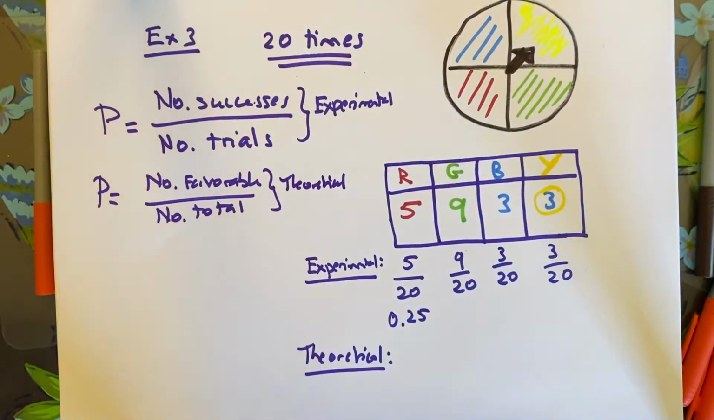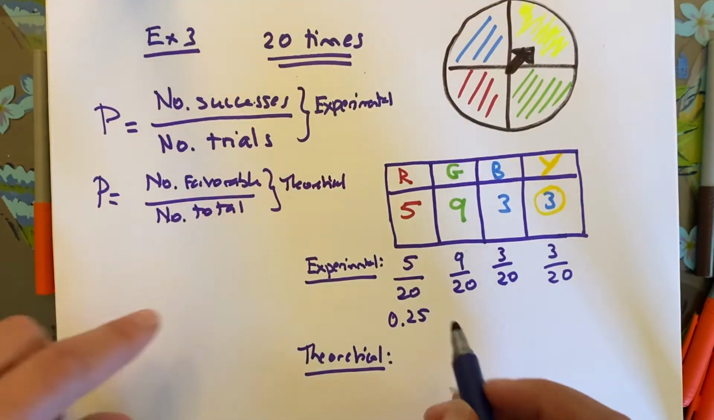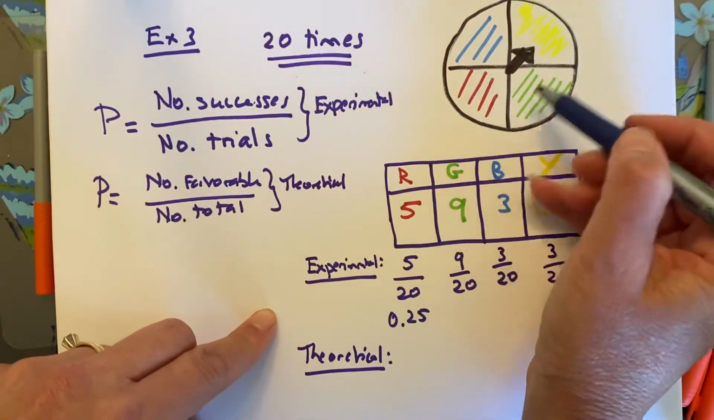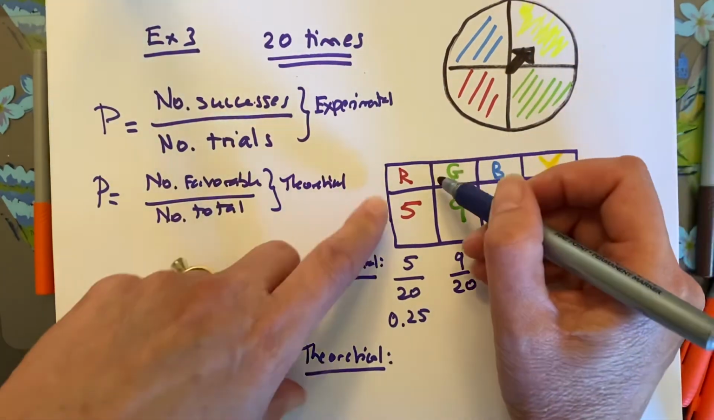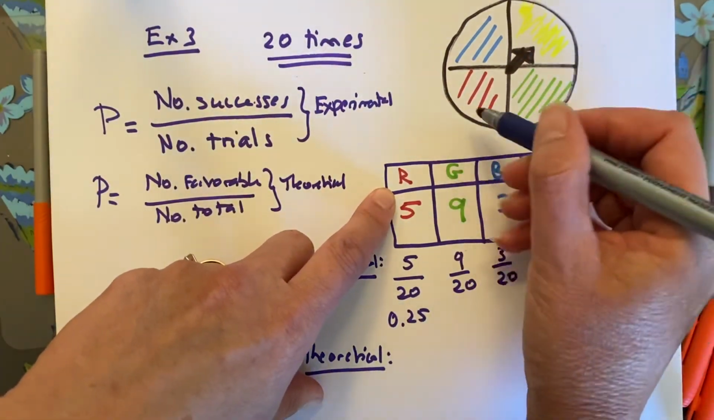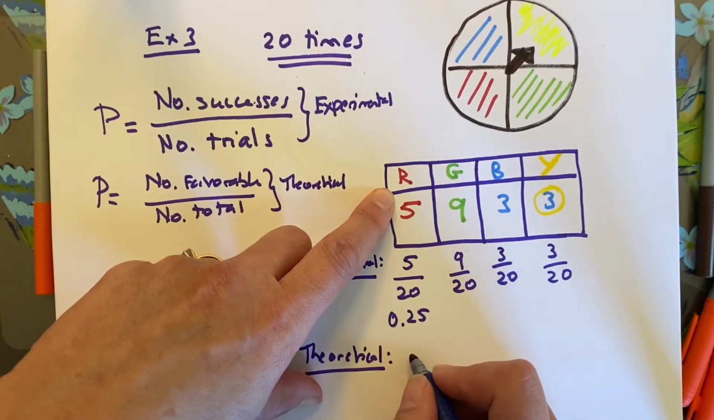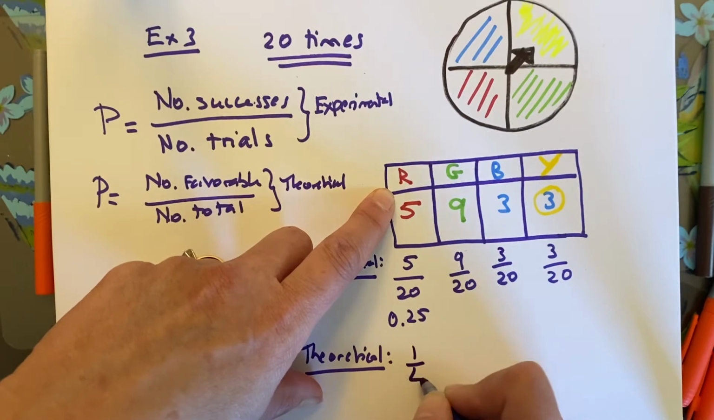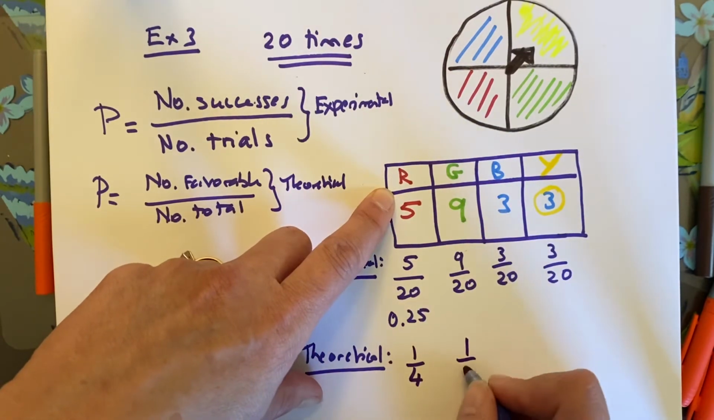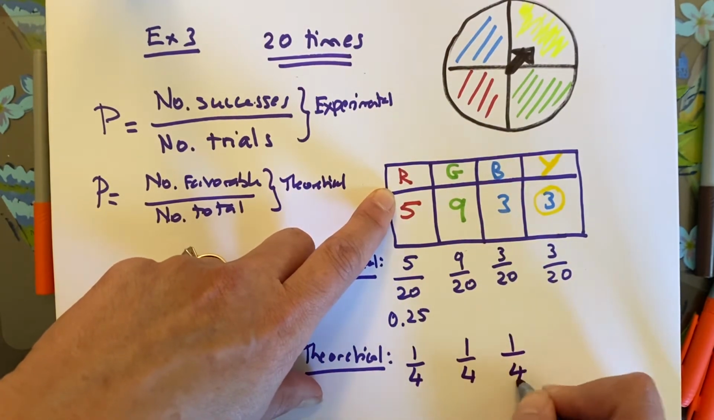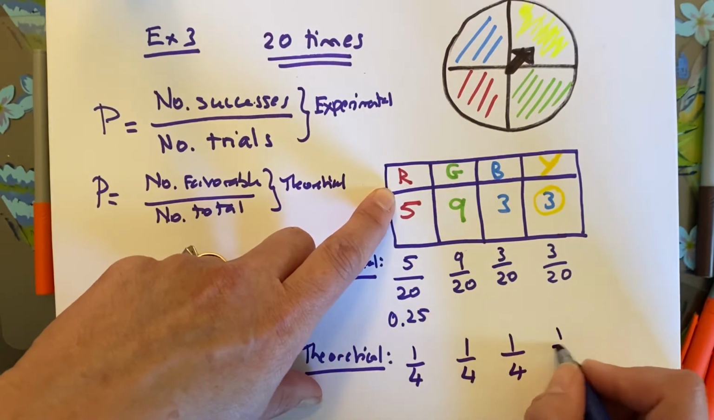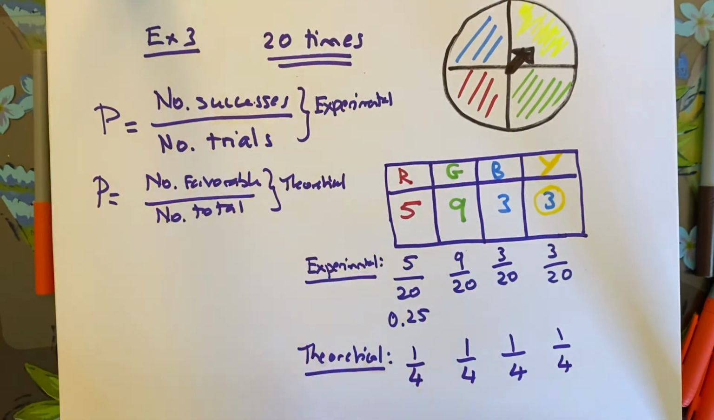Okay, so theoretically, what should happen? Well, theoretically, how many chances out of 4 do you have of landing on red? Well, you have 1 out of 4, right? And you have 1 out of 4 of landing on green, and 1 out of 4 of landing on blue, and 1 out of 4 of landing on yellow. In other words, the theoretical probability is going to be the same, but the experimental probability for each was different.